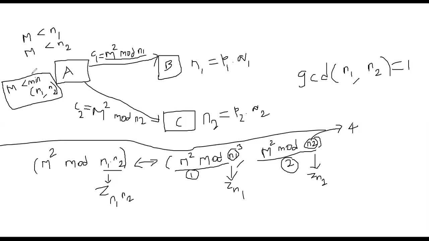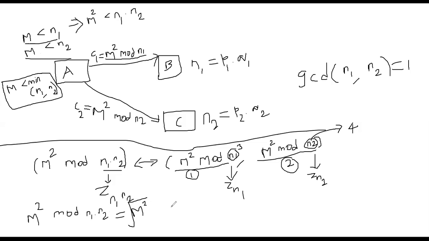All right, so now, which means M square mod N1 N2 is nothing but M square, right? Because M square doesn't wrap around when you do mod N1 N2. Given the fact that M is less than N1 and M is less than N2, M square is less than N1 N2, which means when you do mod, it doesn't wrap around. Therefore, by applying the Chinese remainder theorem, we directly learn M square. Which means we can just take the square root of M square, and we get the message M. I hope this is clear.